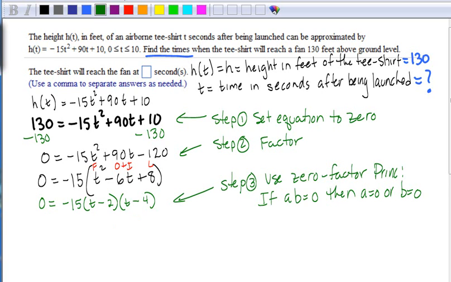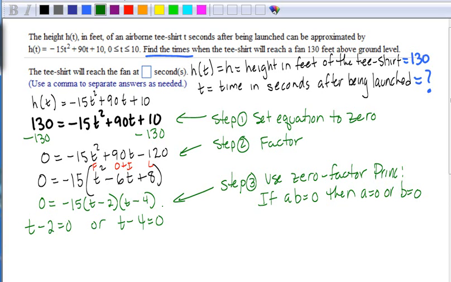Okay, step 3. Step 3 was our whole goal, use that zero factor principle. The zero factor principle says if you have two things that are multiplied together that are 0, which by the way we actually have 3, then the first one equals 0 or the second one equals 0. So I'm going to set each of these factors to 0. The -15, by the way, can be ignored because -15 is never 0. There's no variable there. If there was a -15t, then you would need to use that one as well. So we're going to have just t minus 2 equals 0, or t minus 4 equals 0. Those are the two factors.